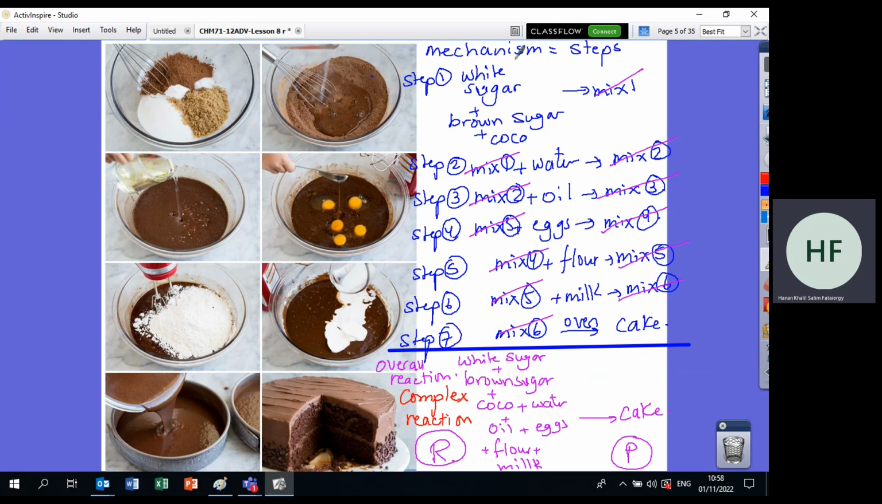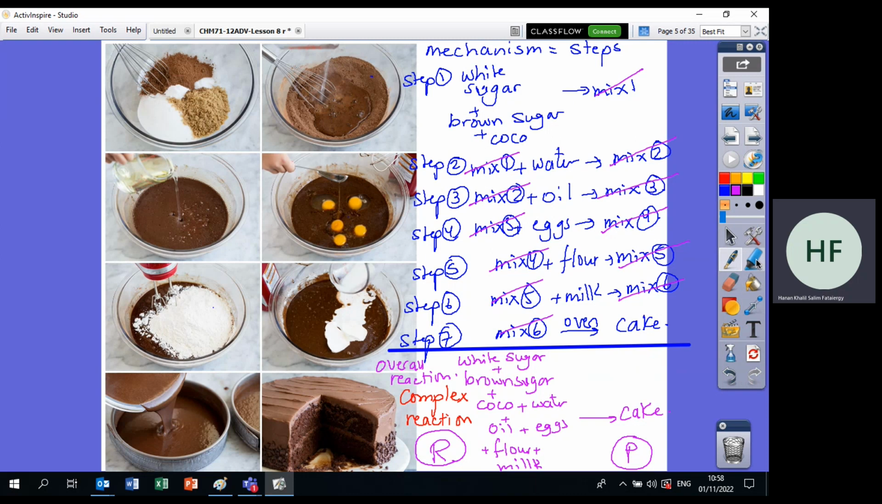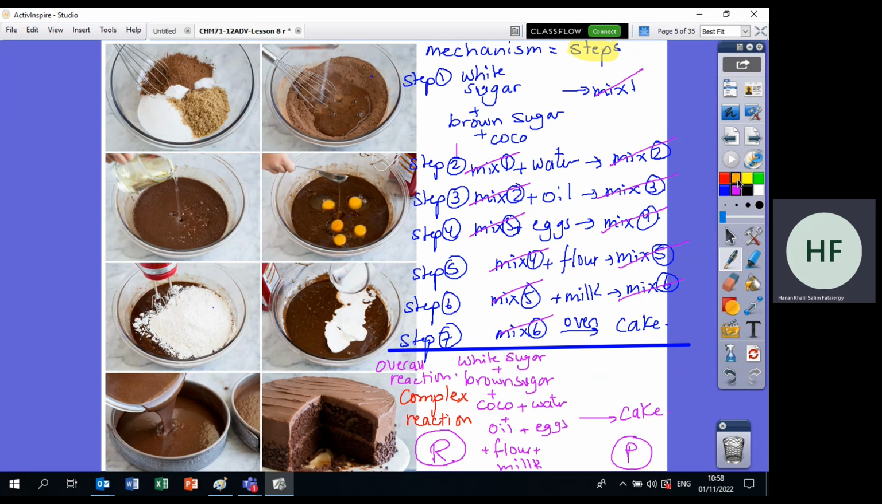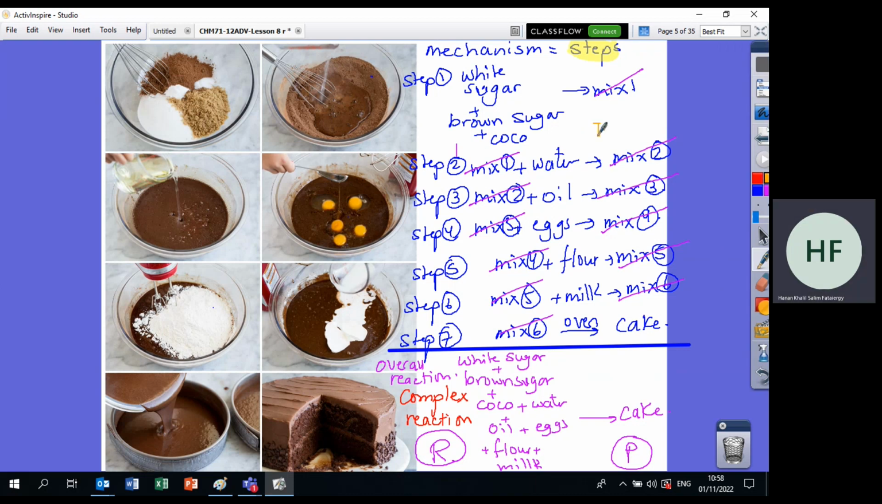Okay, again, I will repeat. What is the reaction mechanism? It is the steps that are needed to make a reaction. If a reaction takes place in many steps, like this one, I call it a complex reaction. Now, when I add all the steps, I get the overall reaction. Before I add the steps, I need to cancel similar things from the reactant side with the product side.